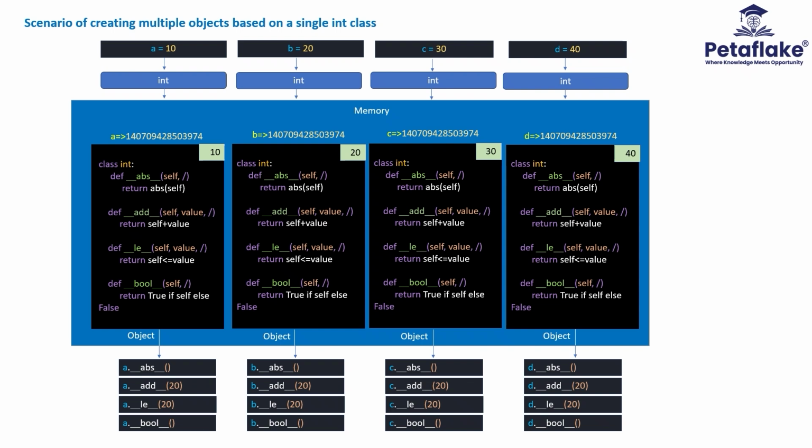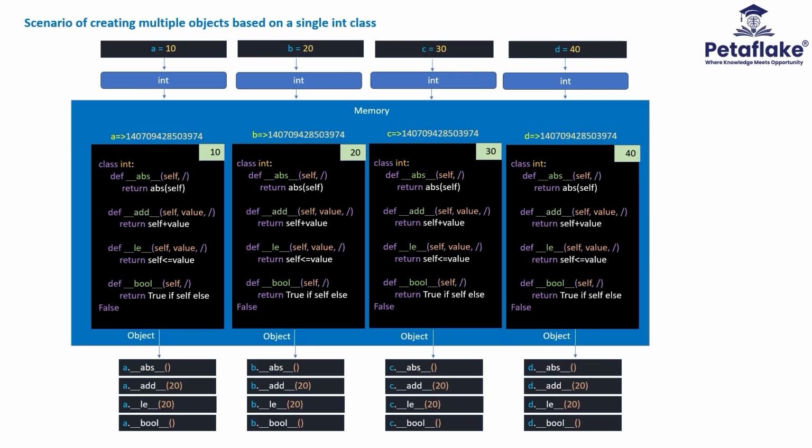We should remember that all the methods available in an object can access only their respective object's value. The method of one object cannot access the value of another object. For example, the APS method of variable a can access only the value 10 and cannot access the value 20 stored by the other object referenced by the variable b.